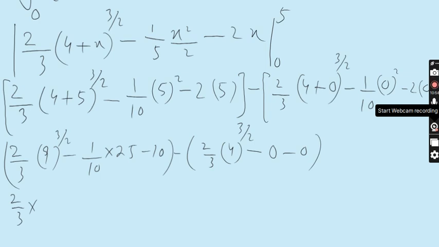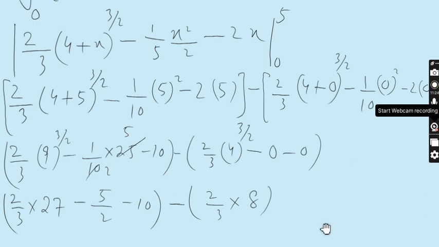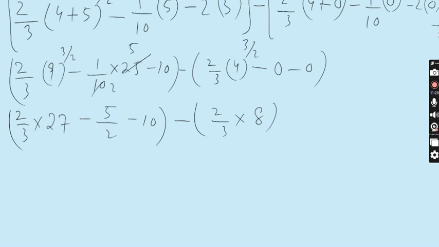2 upon 3, 9 power 3 upon 2, 9 power 3 upon 2 is 3 square is 9, square and square cancel, so 3 power 3 is 27, negative 25 upon 10, 5 5s are 25, 5 2s are 10, 5 upon 2, negative 10, minus 2 upon 3, 4 power 3 upon 2, which is 8, and 0 minus 0 vanishes. 3 9s are 27, 9 2s are 18, 2 10s are 20, minus 5 is 25 upon 2, 8 2s are 16, 16 upon 3, 18 2s are 36, 36 minus 25 is 11 upon 2.